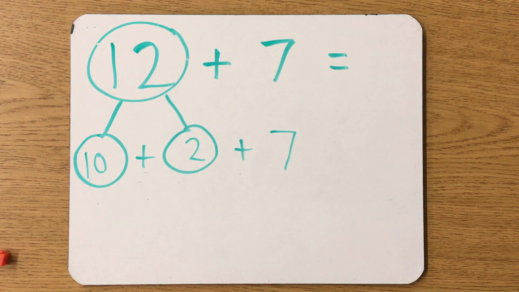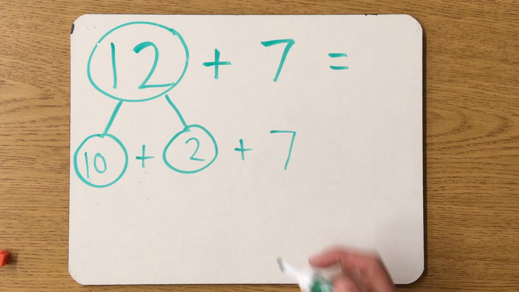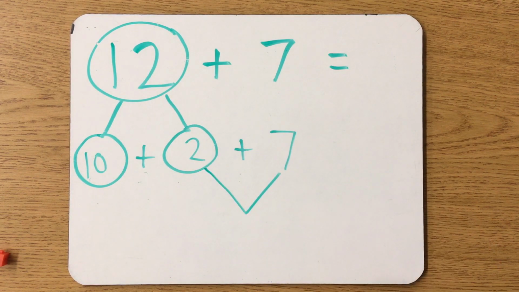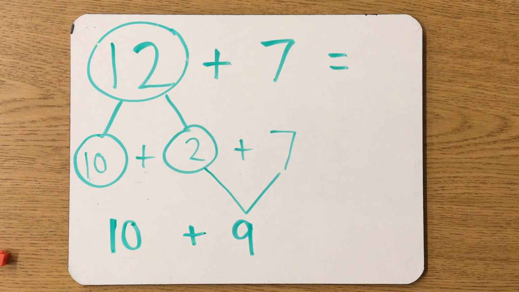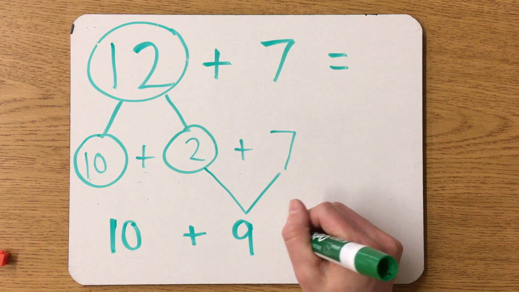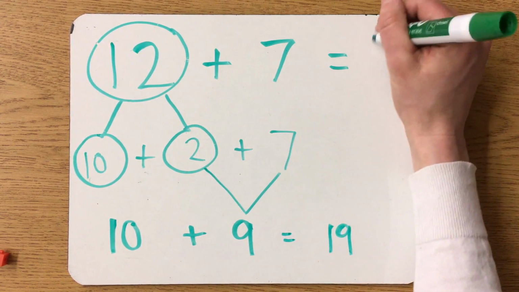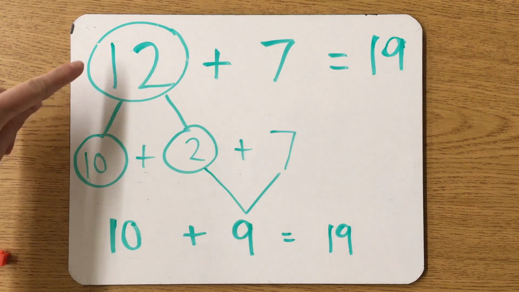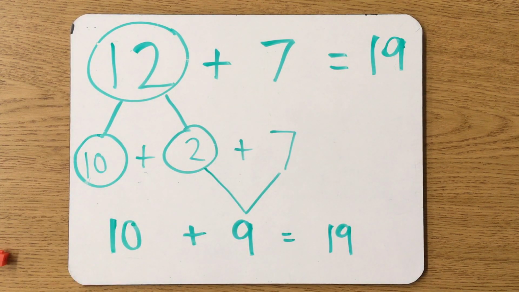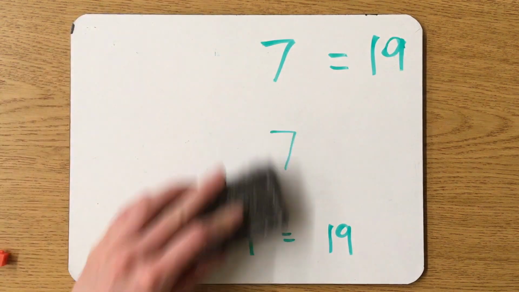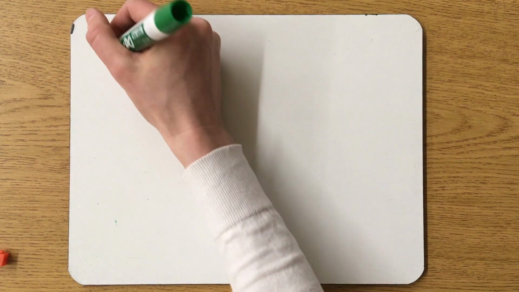And the reason I've done this is because now I have a group of 10, and we like working with groups of 10. I can quickly know that 2 plus 7 is 9. My new question is 10 plus 9. And because we've had lots of practice adding 10 to a number, we know quickly that 10 plus 9 is 19. So thinking about the 12 in a different way helped us find groups of 10 and find the answer. Try this one.